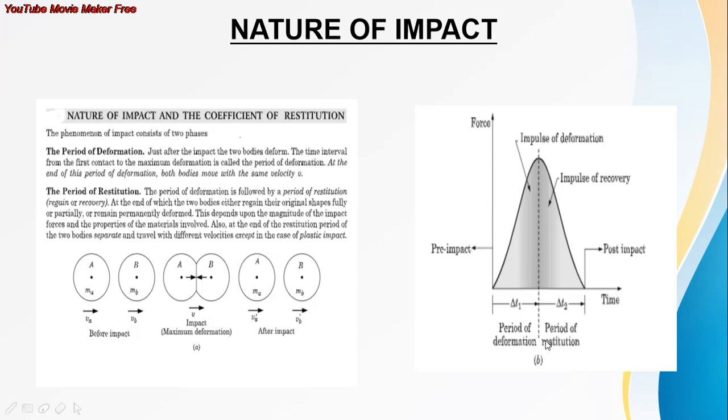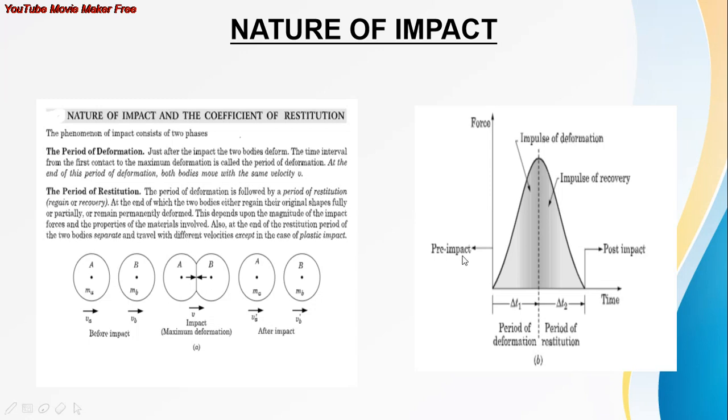Now this period of restitution is zero in case of plastic impact, and this is actually the case of elastic impact. So if there would be plastic impact, then the period of restitution would be zero, though the period of deformation would be there in the case of plastic impact. So this is actually the physics behind collision. So we have understood the period of deformation and period of restitution. This theory is also very important, so do remember this theory.